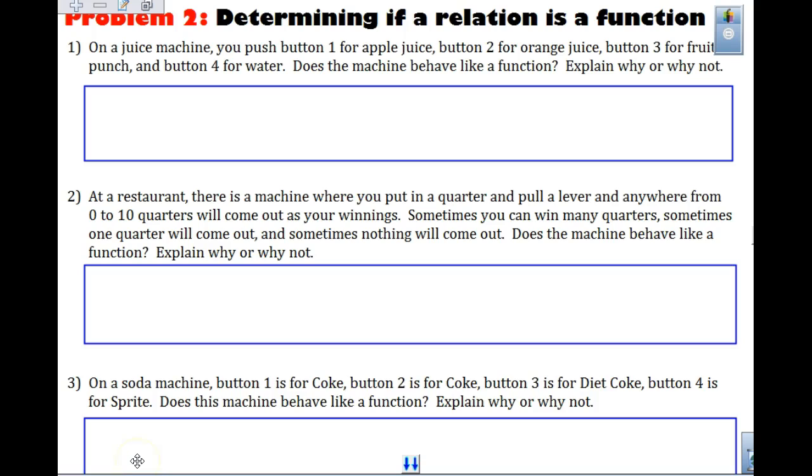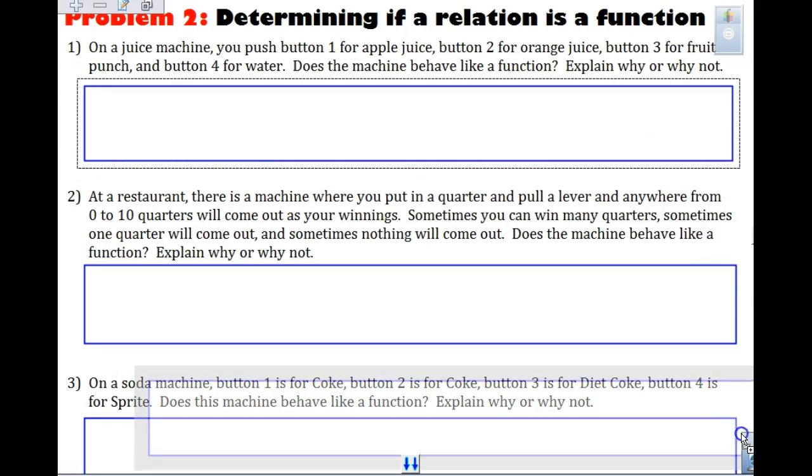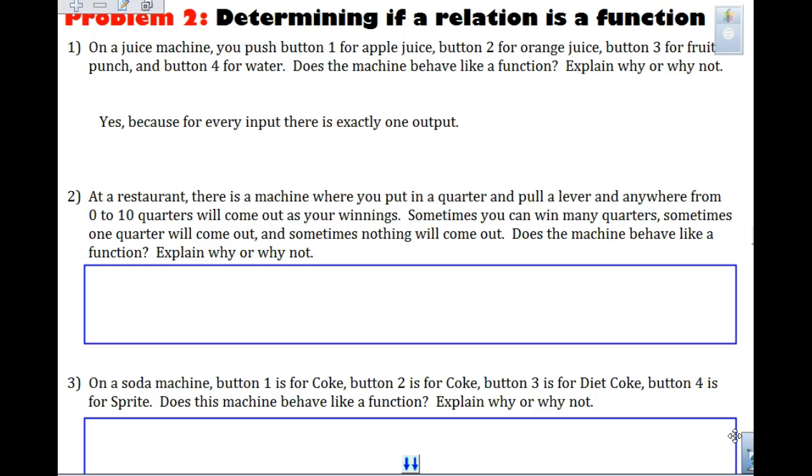Okay. 1, we get apple juice. We push 2, we get orange. 3, we get fruit punch. 4, we get water. Does this machine behave like a function? If I go back up and I push 1, I'm hoping to get apple juice. Have you ever been at a hotel where you thought you're getting apple juice and out comes orange juice? That is not a function. This one is a function, right? If I always push the right number, I should get the kind of juice that I want. So yes, every input has exactly 1 output.